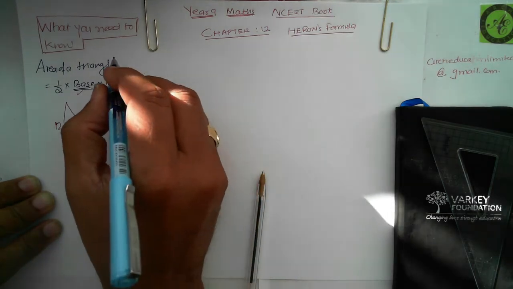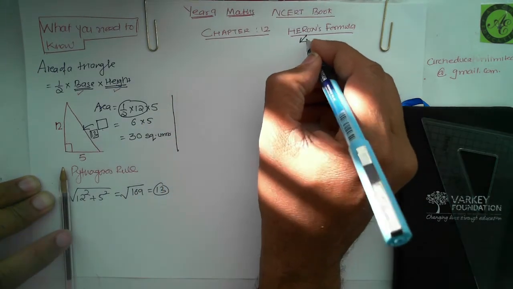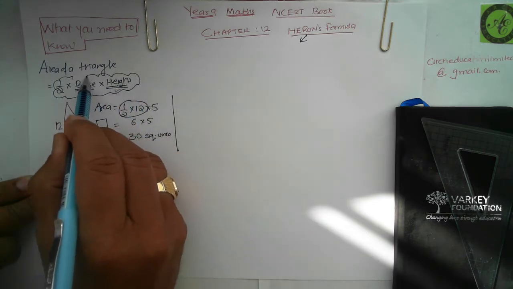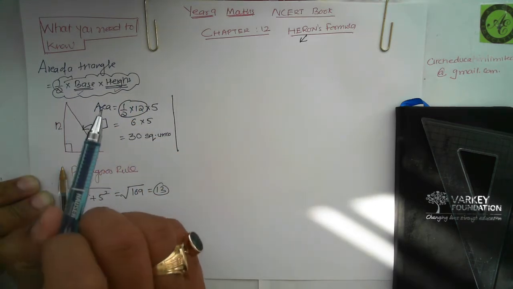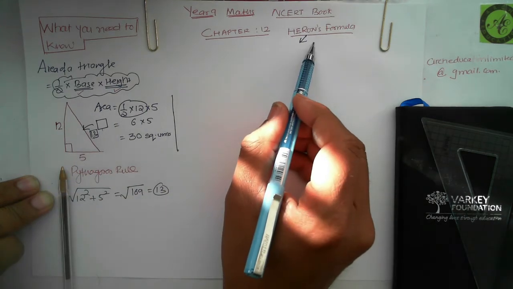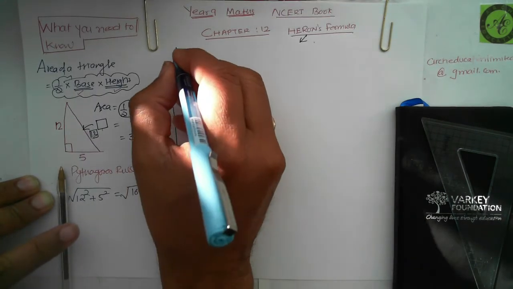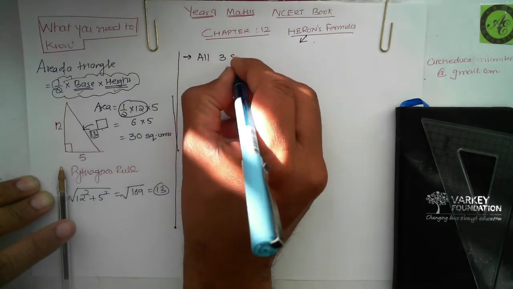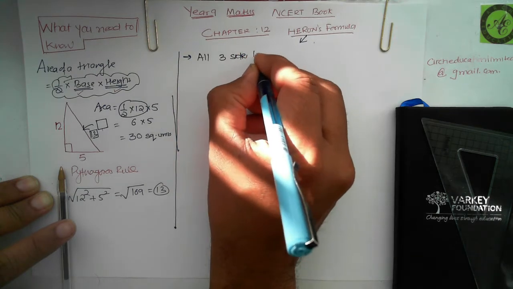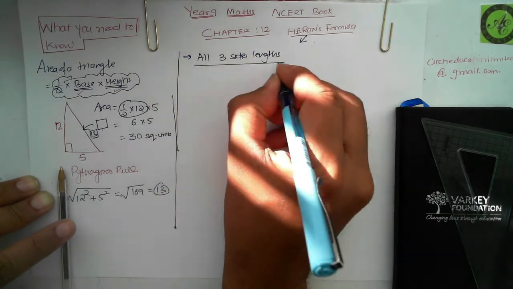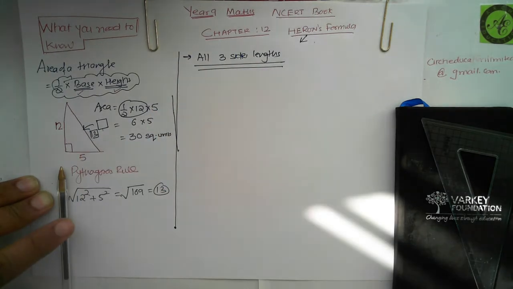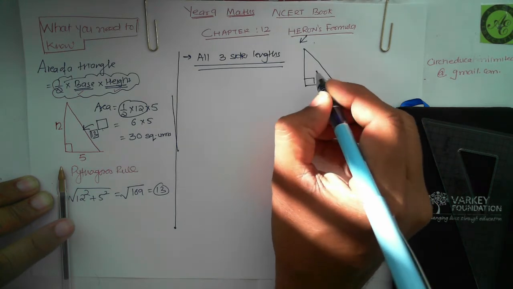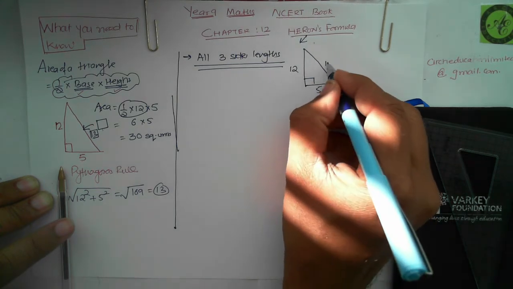Heron's formula is an extension of this. Whenever this formula fails to find the area of the triangle, you might be able to find the area using Heron's formula. What do you need before we do Heron's formula? We have to have all 3 side lengths of the triangle, which we do in this case. So let's draw this here. This is 12 and 5 and 13.